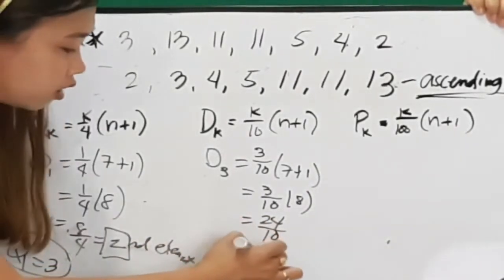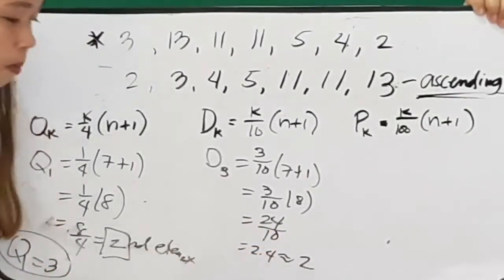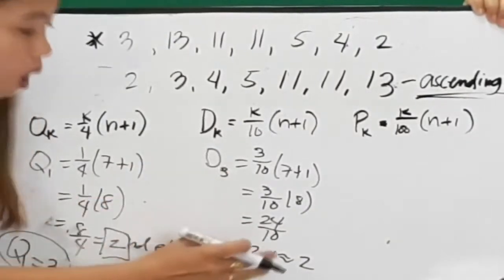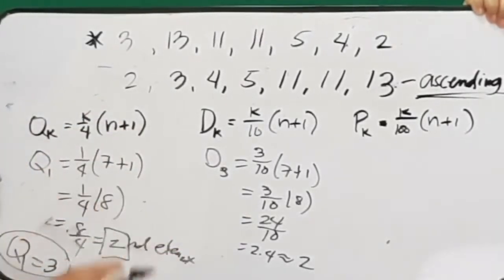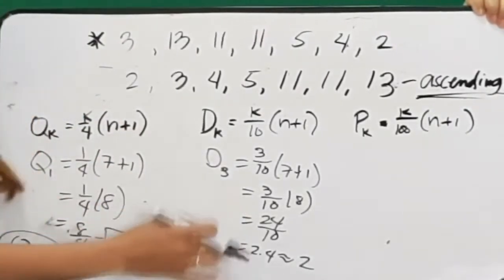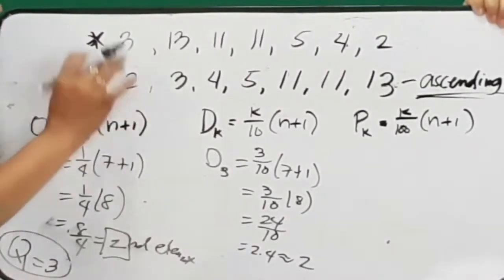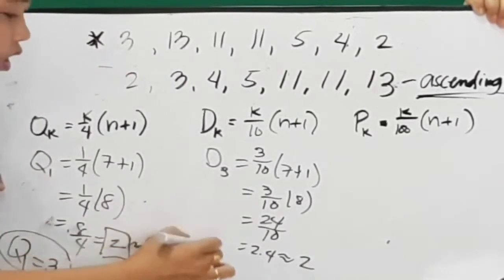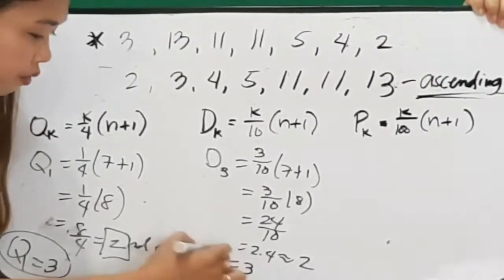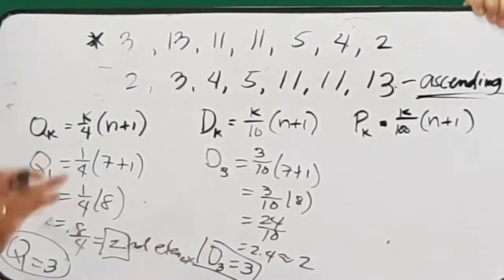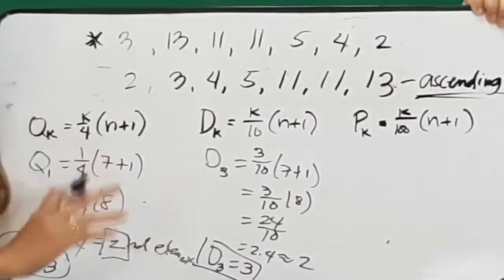And 24 over 10, if we simplify that, is equal to 2.4. And if we estimate that 2.4, that would be equal to 2. So that means the third decile is on the second element also. So if you count also, go back to the given data. Let's count the second element. The first element is 2, the second element is 3. Therefore, the third decile is also equal to 3. Okay? So that's it. After following the formula, you have to locate which element the problem asks for.